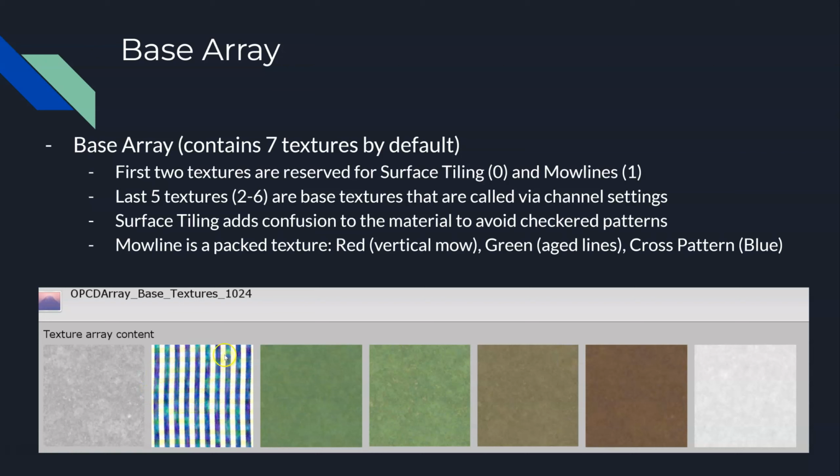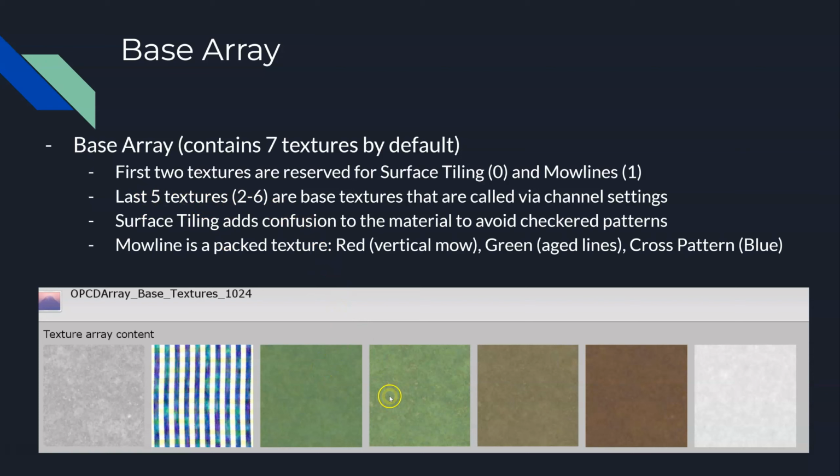And it looks kind of funny here, and it's got all these different colors in it. I'm going to explain that. But this texture here can be called in order to create mow lines on anything. So if you call red, it's the vertical mow lines. Green will make the mow lines look aged, and blue will make the mow lines do a cross pattern. You just need to know that these first two aren't something that you're going to use directly. They're used in the shader to add confusion and mow lines to our textures. So more on that once we get into Unity.